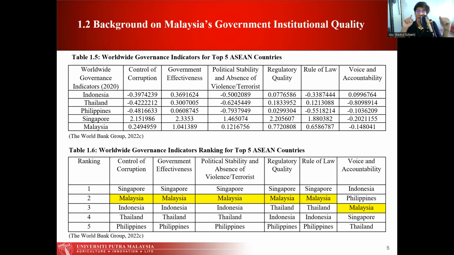Among the top five ASEAN countries, meaning the top five countries with the largest GDP in Southeast Asia, Malaysia is ranked number two for five out of six of the worldwide governance indicators, while Malaysia is ranked number three for voice and accountability.